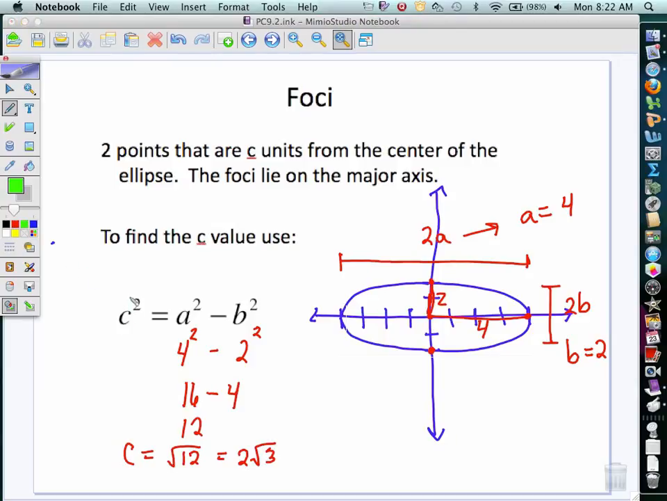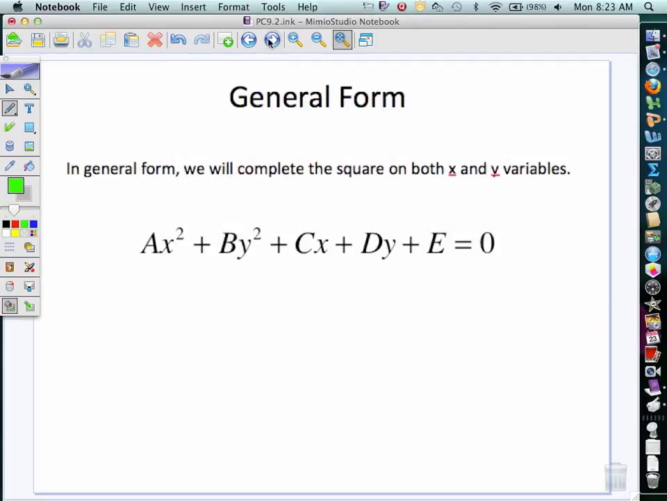So the foci are this many units away from the center. So you're going to see that the focus would lie in here somewhere. And then over on this side, it'd be the same distance away. But that's where they're located, and they're located along the major axis, and the major axis runs horizontal here. So that's all the important parts to our ellipse.